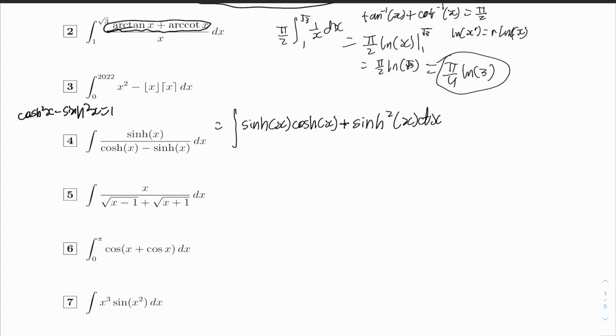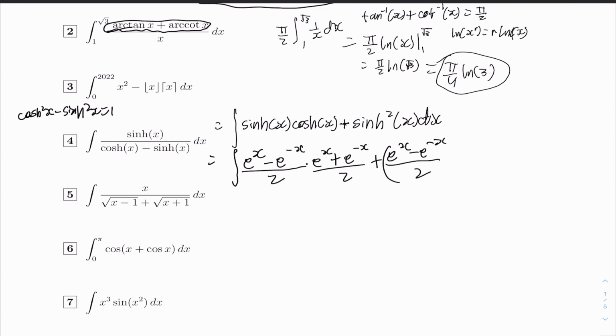So now we'll be left with the integral, and sinh x is e to the x minus e to the minus x over 2, and this is being multiplied by cosh x, which is e to the x plus e to the minus x over 2. And then we have to just square this first thing here, because that's sinh squared, so we have e to the x minus e to the minus x over 2, that's all squared dx.